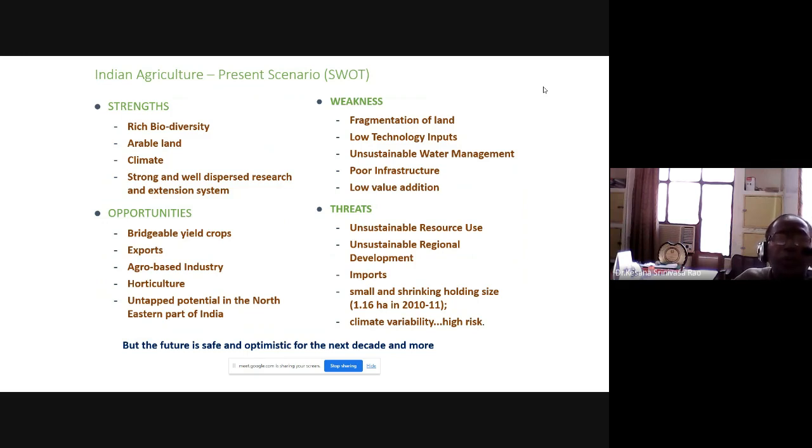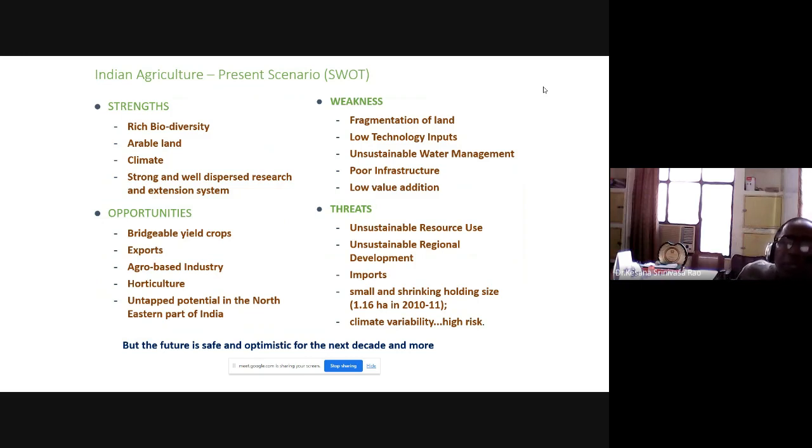From the opportunities point of view, we can see bridgeable yield gaps in crops. In the recent past, as I have already mentioned earlier, exports are also taking place. Agro-based industries are also growing in a huge manner. Horticulture is also contributing like anything. Then there is untapped potential in the northeastern part of India, which we still have to tap, because there we are not able to utilize the available land for agriculture purposes.